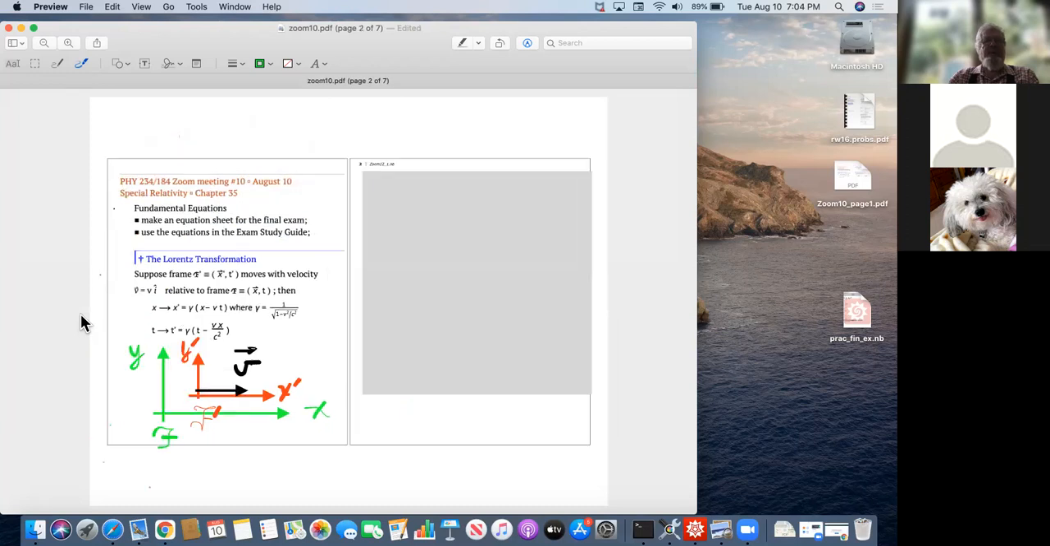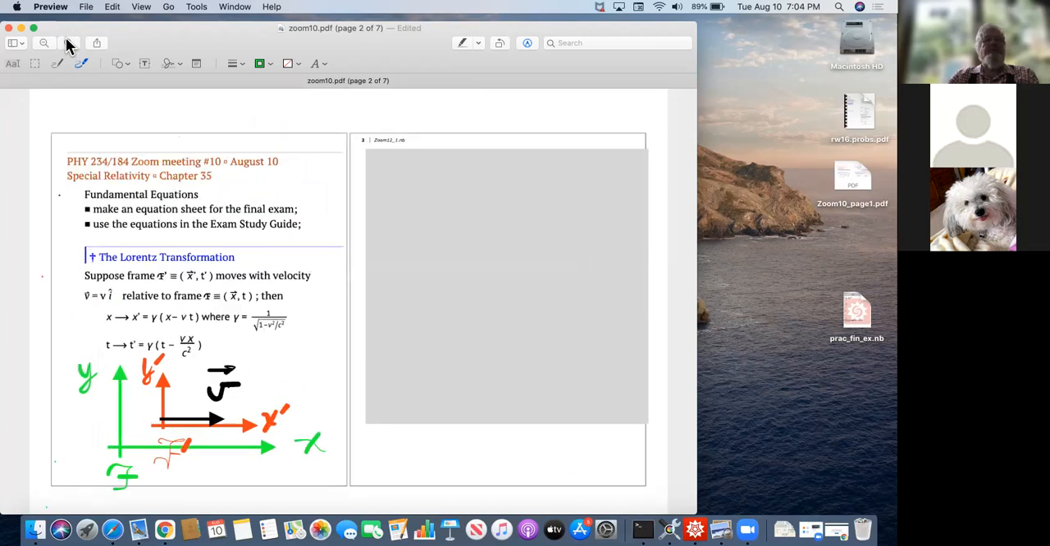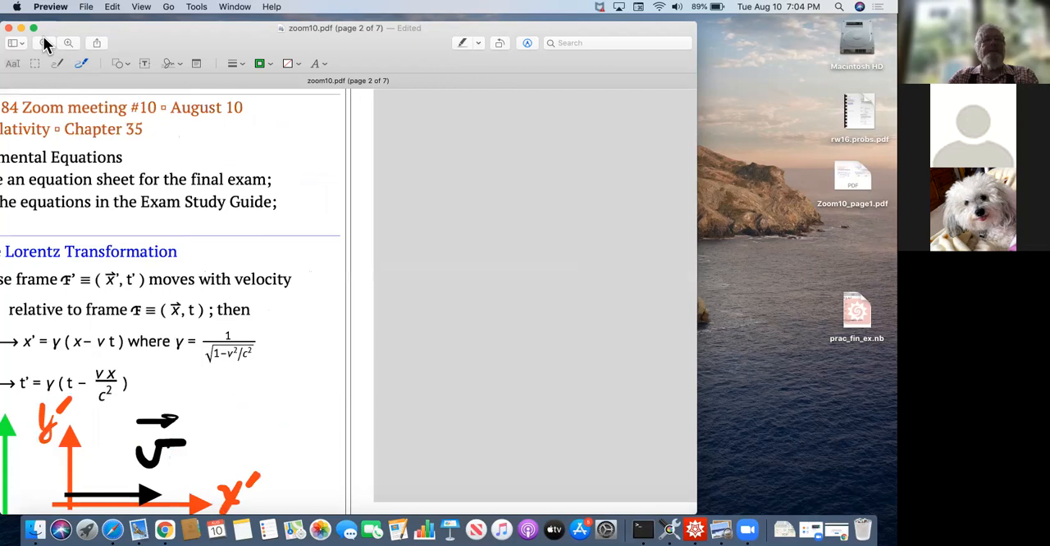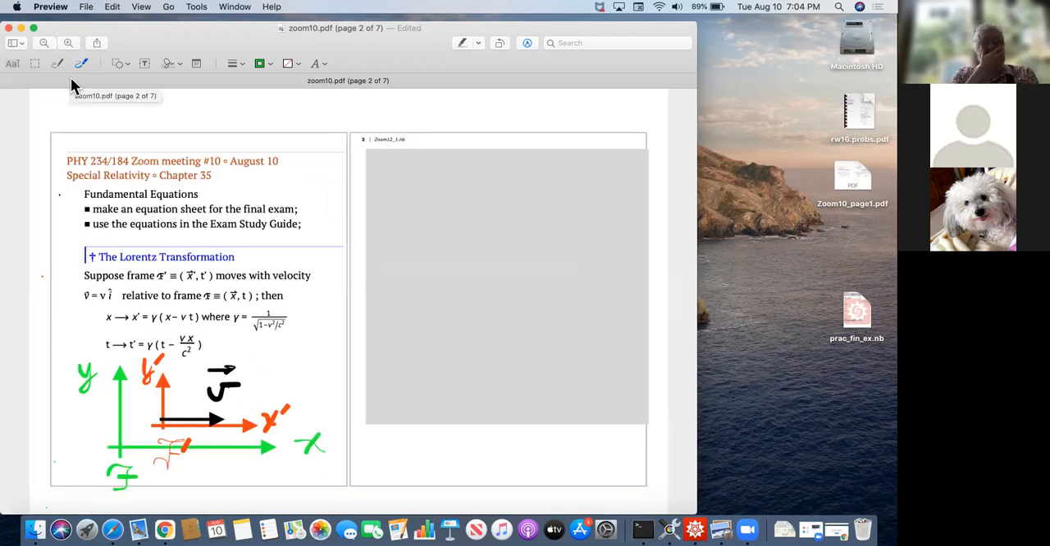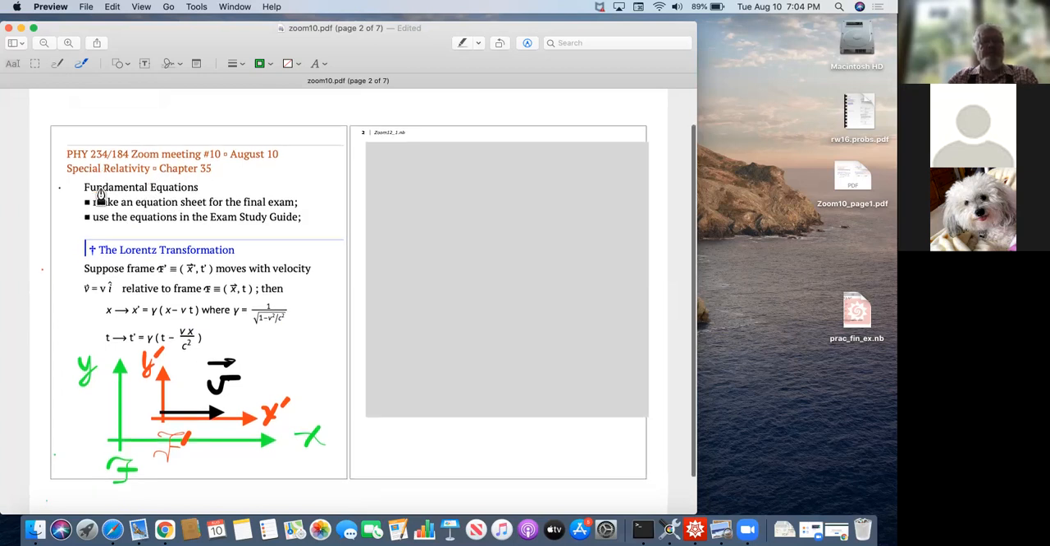The main thing for tonight is to take a look at some of the problems that are due Thursday on special relativity. So this is chapter 35. Let me start by just writing the fundamental equations. These are the kind of equations you might have on the help sheet.